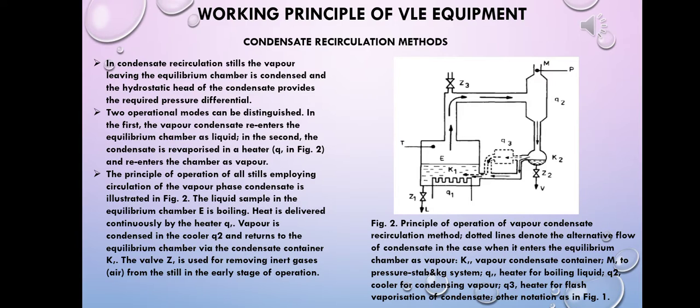The principle of operation of all the stills employing circulation of the vapor phase condensate is illustrated in figure 2. The liquid sample is in the equilibrium chamber E, which is boiling, and the heat is delivered continuously by the heater Q, and the vapor is condensed in the cooler Q2, and it returns to the equilibrium chamber through the condensate container K. The valve Z is used for removing the inert gases or air from the still in the early stage of the operation.